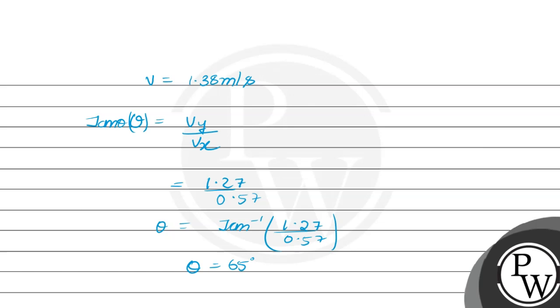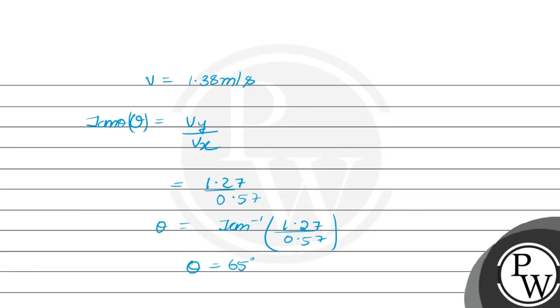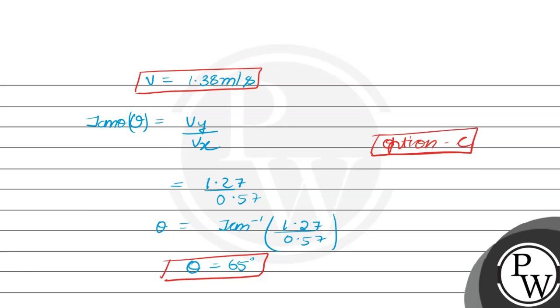65 degree. So students, this corresponds to option C, 1.38 meter per second and 65.2. So this was the velocity and this was the angle theta. So option C is the correct answer of this question.